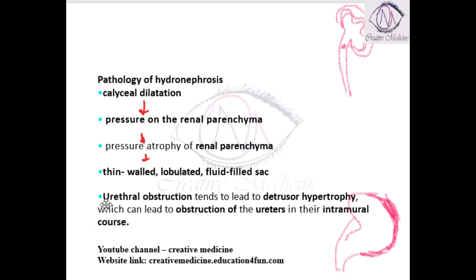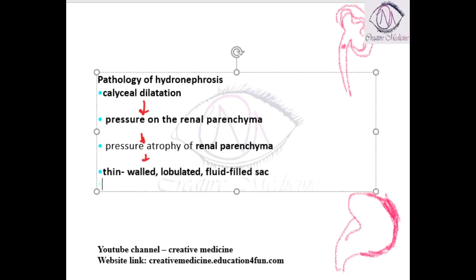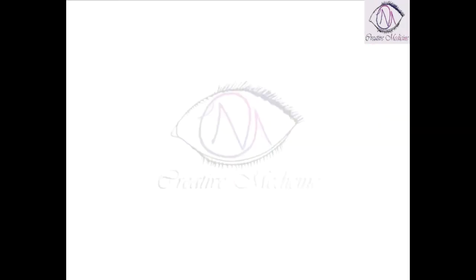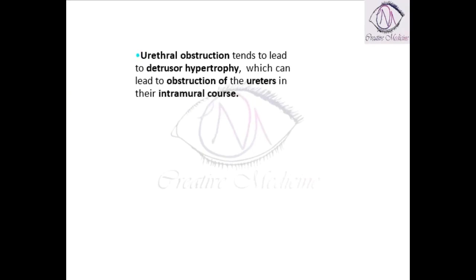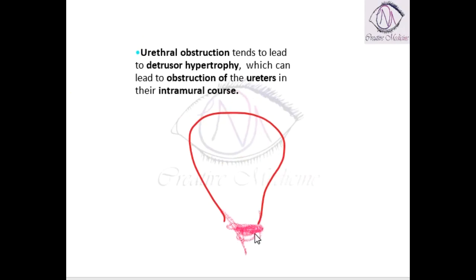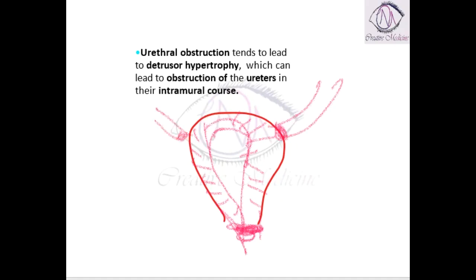Then, there is also urethral obstruction seen. Whenever there is urethral obstruction, if this is the urinary bladder, this will result in hypertrophy of the detrusor muscle, and this hypertrophy of the detrusor muscle will lead to obstruction of the ureters also in their intramural course.